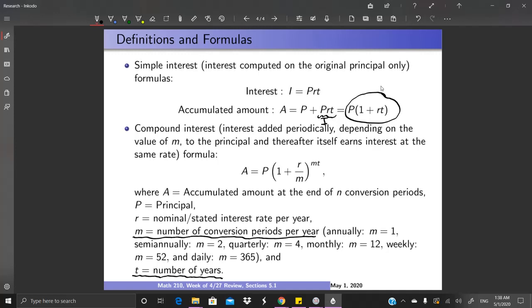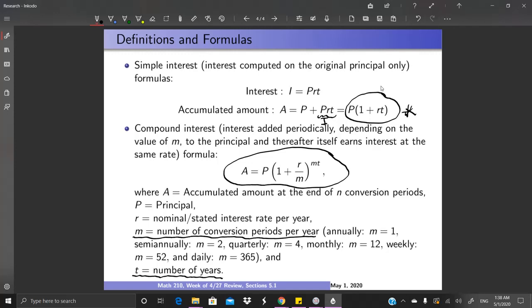In any case, the formula for the accumulated amount when we're talking about compounded interest is given by this one rather than the simpler one up here. We've talked about what R is, that's the rate, and as far as the values of M, just keep in mind that if it says compounded annually, M equals 1, semi-annually, M equals 2, quarterly, M equals 4, monthly, M equals 12, weekly, M equals 52, and daily, M equals 365. So the value of M will just depend on which conversion period is given to you.